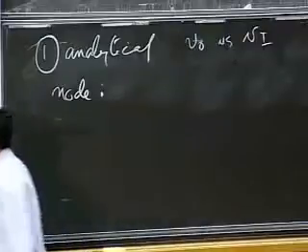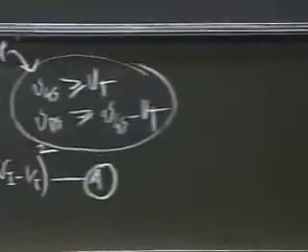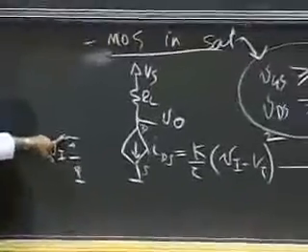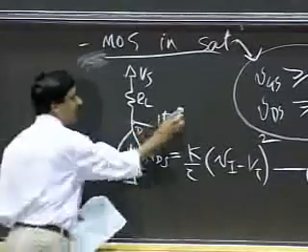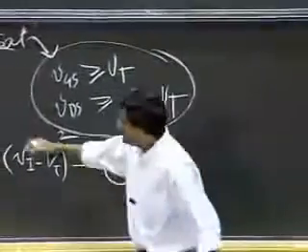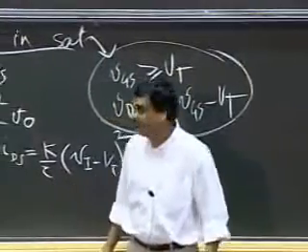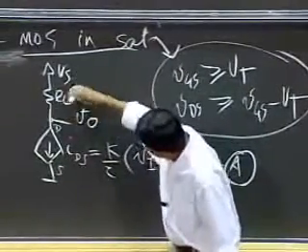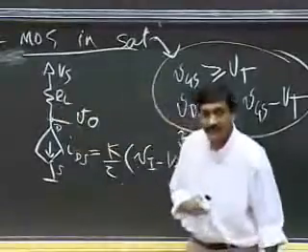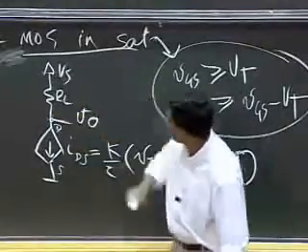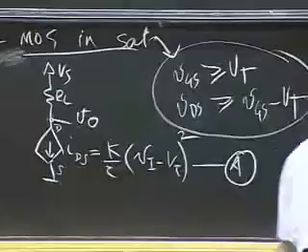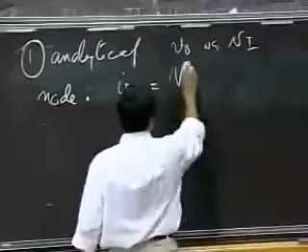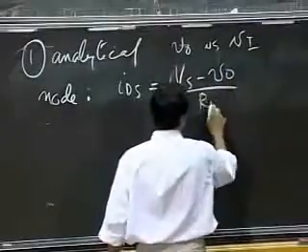So node method, I have a single node here that is of interest. I know the voltage VI at this node. I know the voltage VS at this node. So the only unknown is here, V naught. Let me go ahead and equate the currents into the node to be 0. So the current out of the node here is IDS, and that must equal the current into that same node. So IDS must equal VS minus V naught divided by RL.